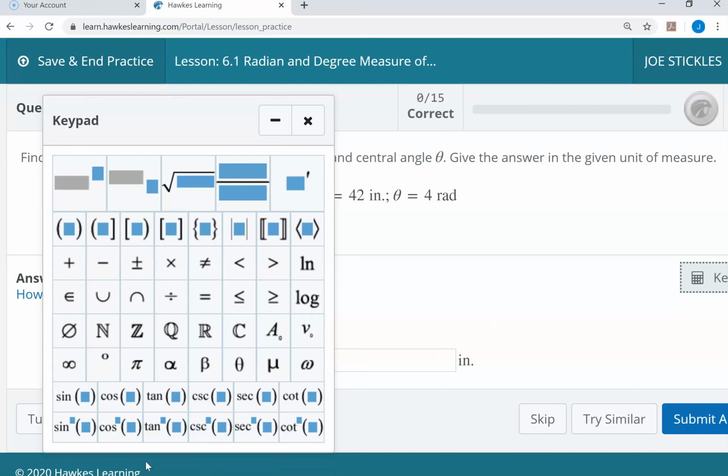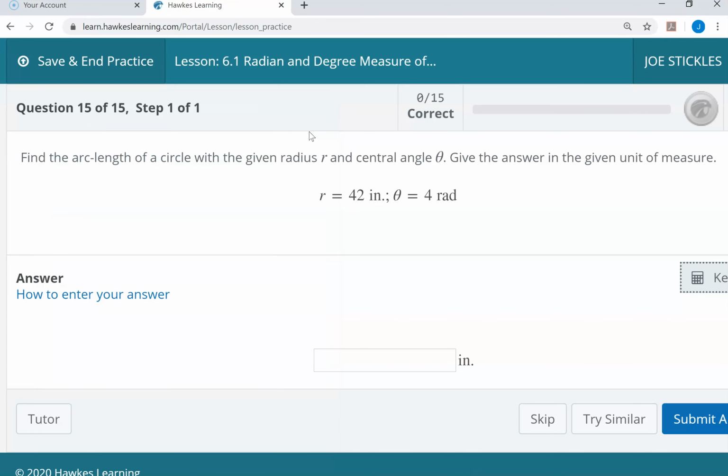Honestly, entering the answers is probably one of the bigger things to get used to in here, because you'll have to open up that keyboard and select the different things. So, all right. Anyway, if you've got any issues with Hawks at all, please come see me. We can get those things worked out.